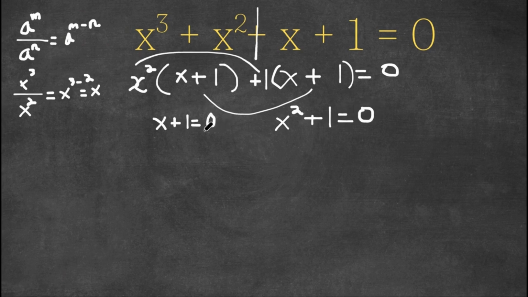So for x plus 1 equals 0, all we have to do is simply subtract 1 on both sides. This cancels out, and we get x equals -1. So this is one of our solutions.